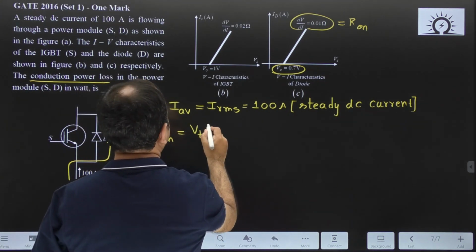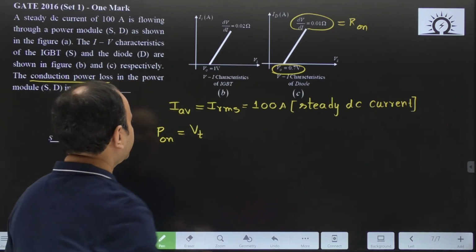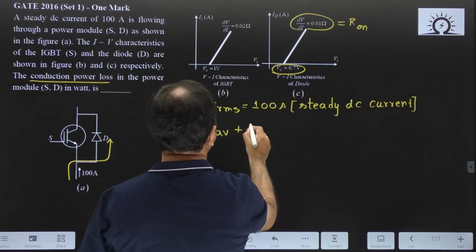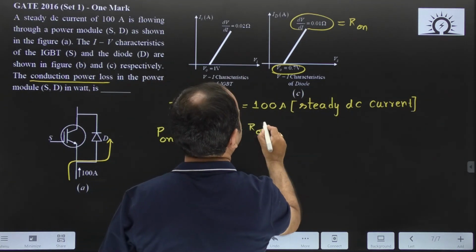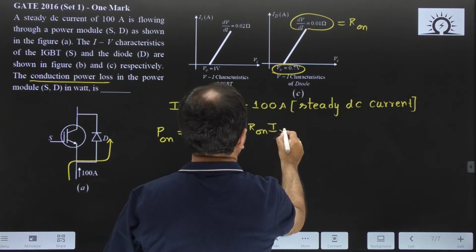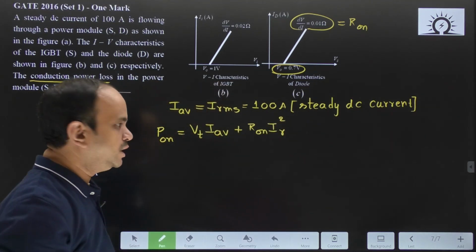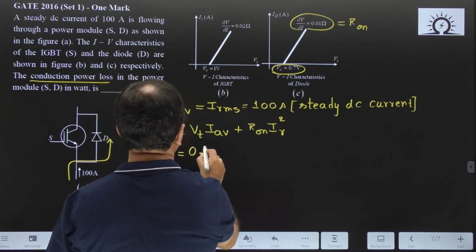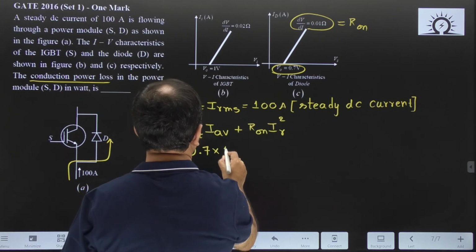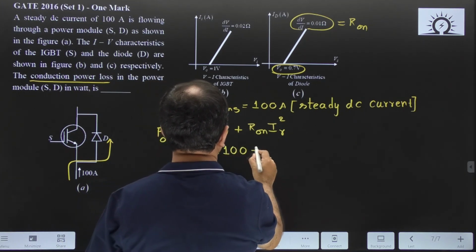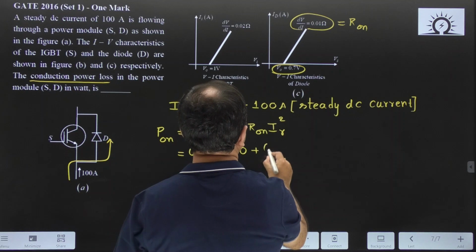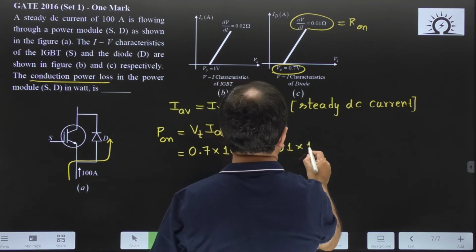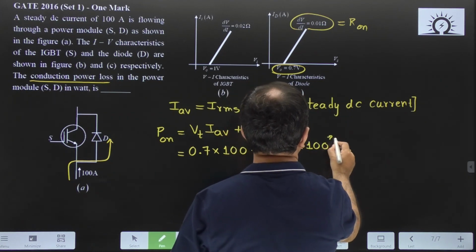voltage across the diode, let me call it Vt, multiplied with I average, plus R on multiplied with I RMS square. Therefore, if you substitute this data: 0.7 into I average is 100, plus 0.01 into I RMS 100 square.